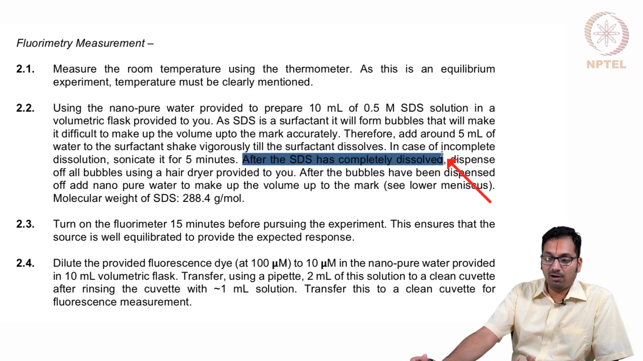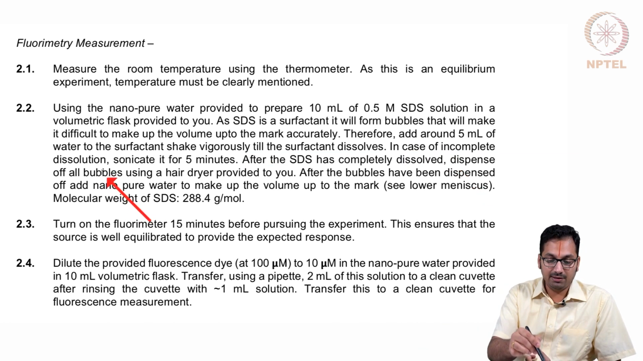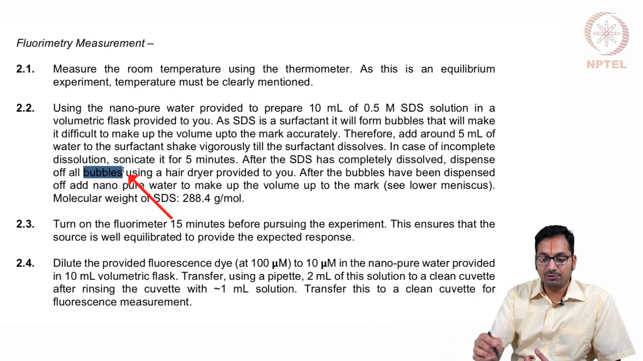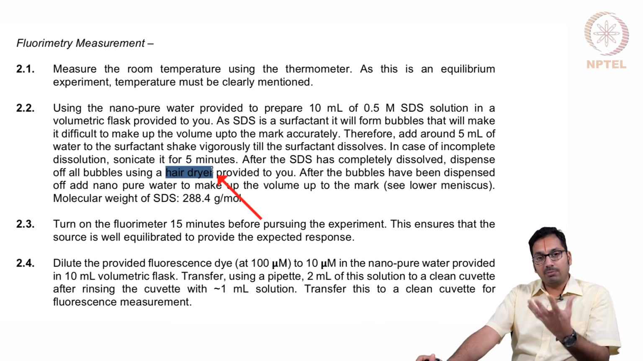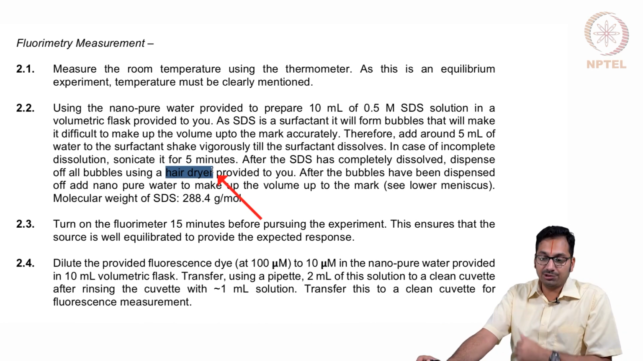this 5 ml of water, then you ensure that all the bubbles that might have been created are completely taken out of the solution by using a hair dryer. So basically you warm it up such that the bubbles burst and no bubbles are present, so that you can carefully make up the solution to 10 ml.